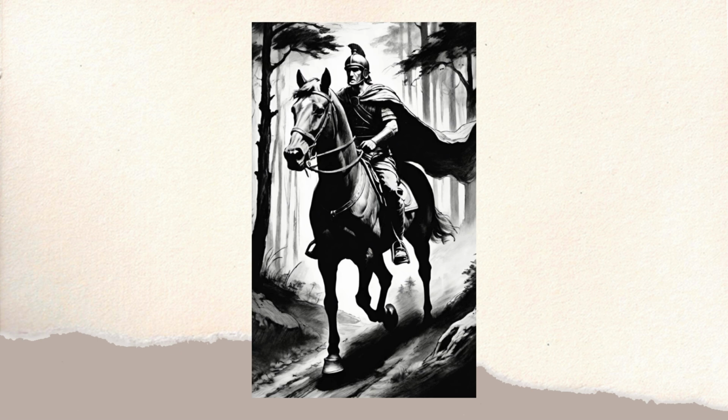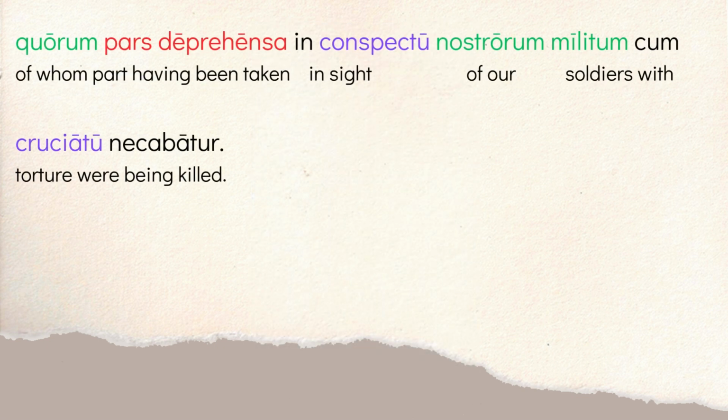You would imagine, probably at night, I would guess, because you're trying to secretly get a message out when you are besieged and surrounded. It's difficult, right? It's a really desperate situation. And then you get the other half of that line when we finish this kind of opening idea. It's talking about the messengers. You have quorum pars deprehensa in conspectu nostrorum militum cum cruciatu necebator, right?